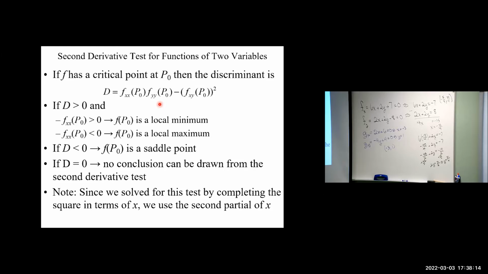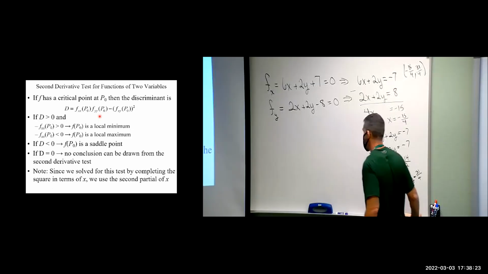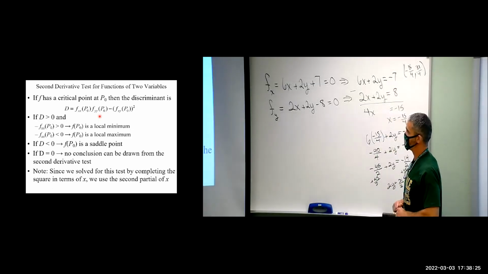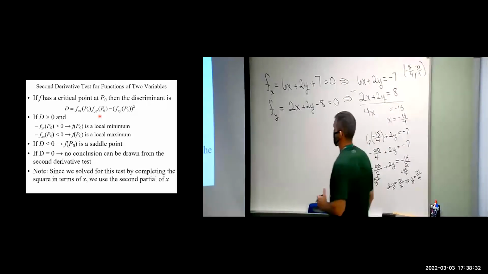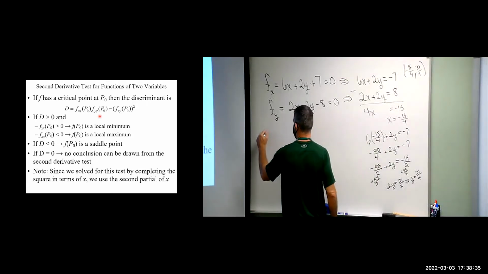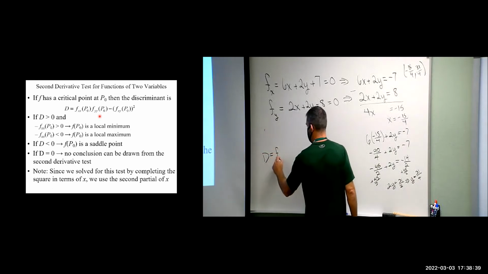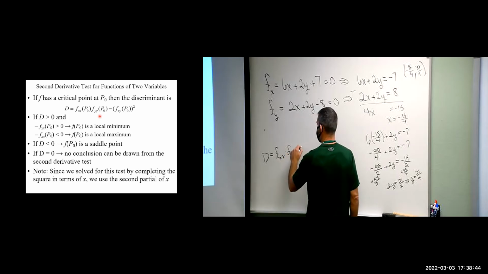All right. Let's see this thing in action. Let's just do it with f. All right, so what you need to do is find the discriminant, which up there is f sub xx, f sub yy minus f sub xy squared. So we need to fill in this discriminant. D equals f sub xx times f sub yy minus f sub xy squared.